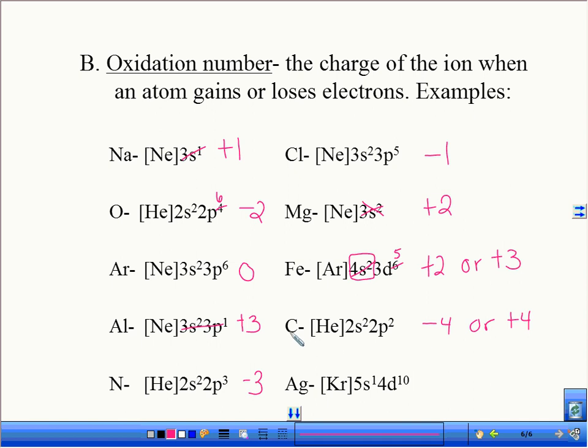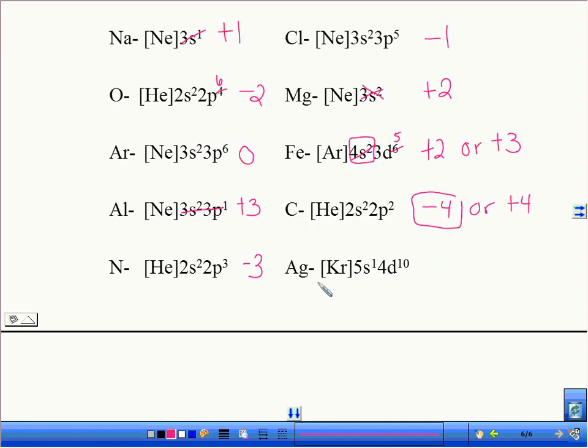If we go back and look at the previous slide, it says that all non-metals form anions, which are negative ions. So since carbon's a non-metal, he actually is a negative 4. And silver, look at it, one of the exceptions. Notice we put one in the S and put it into the D. Silver actually will lose this, and he doesn't lose any of the D's because the D's are already full. Silver is always a plus 1 oxidation number.